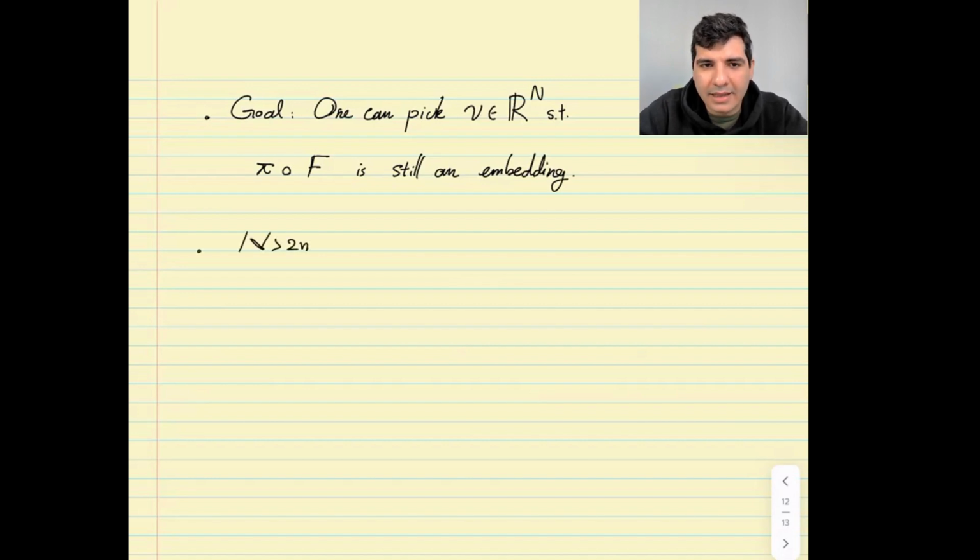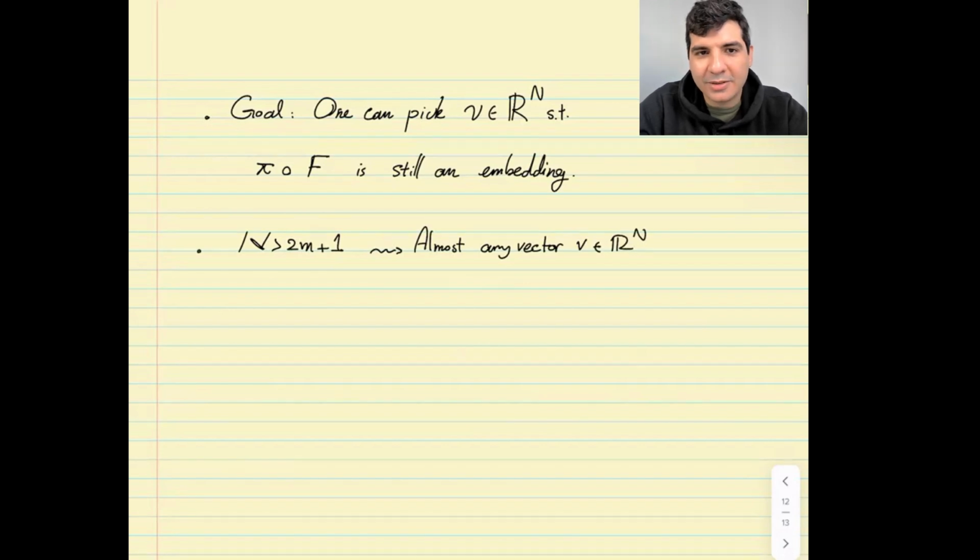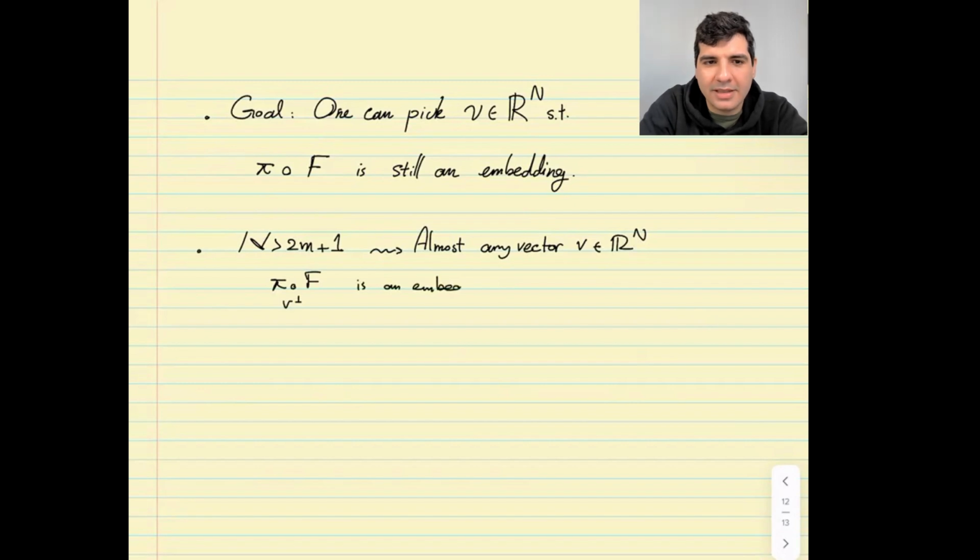In fact, as long as n is larger than 2m plus 1, of course we can pick some v. But much more is correct. The point is that almost any vector v you choose, this composition would be an embedding. It's not that there is one v. If you choose a random vector v, with probability 1, this projection pi to the hyperspace normal to v composed with f would be an embedding.